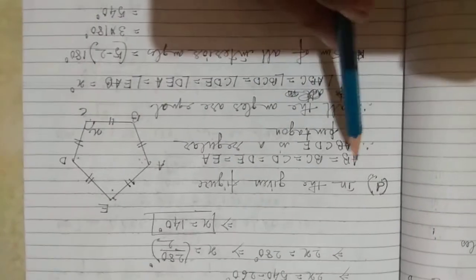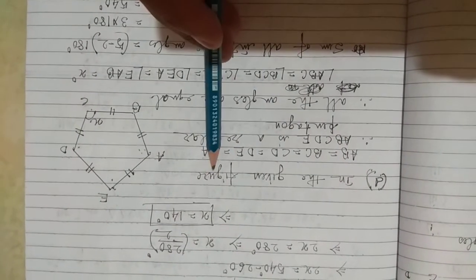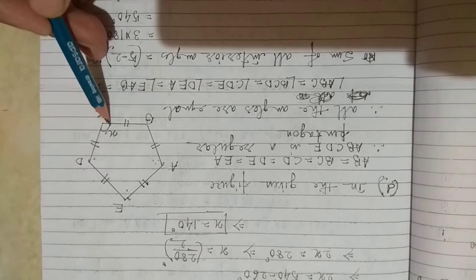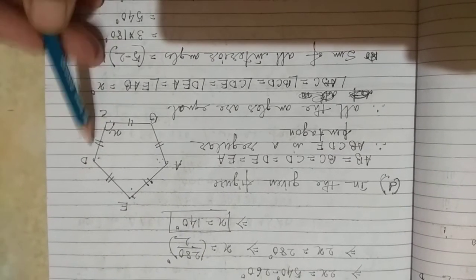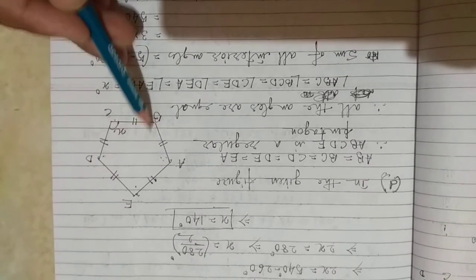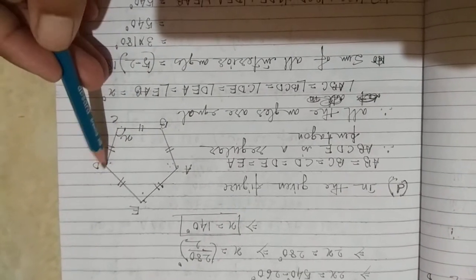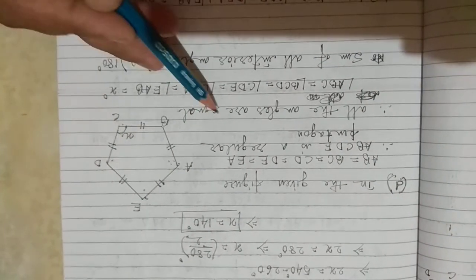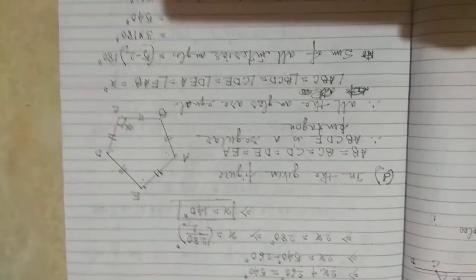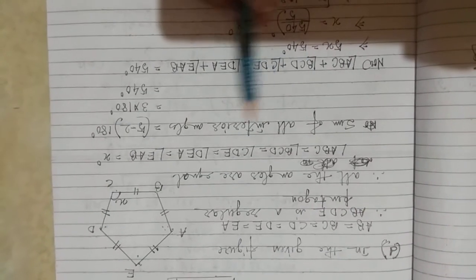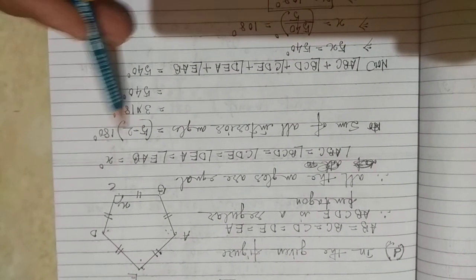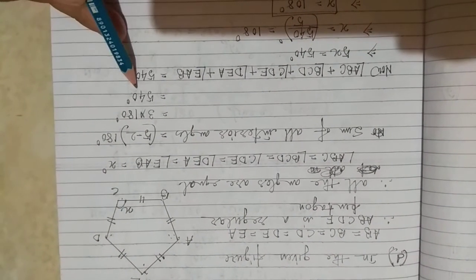Next, question number D. In the given figure, it is a regular pentagon and this angle is x. Since it is a regular pentagon, all the angles and all the sides are equal. So AB equals BC equals CD equals DE equals EA, and all the angles are equal to x degrees. Now the sum of all the interior angles of a pentagon equals number of sides minus 2 into 180 degrees, which is equal to 540 degrees.